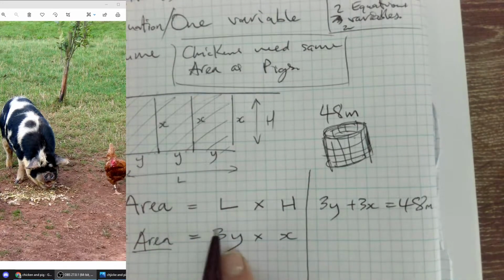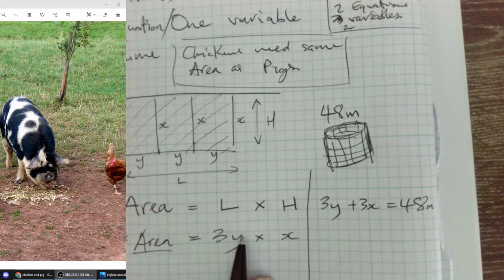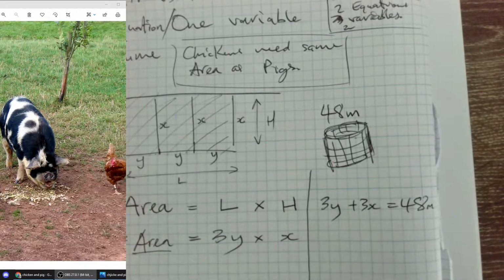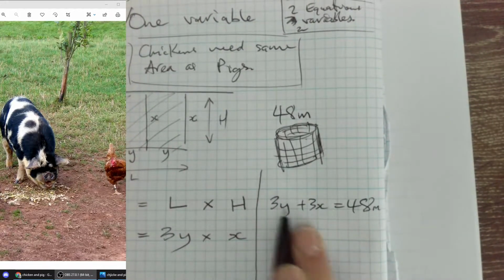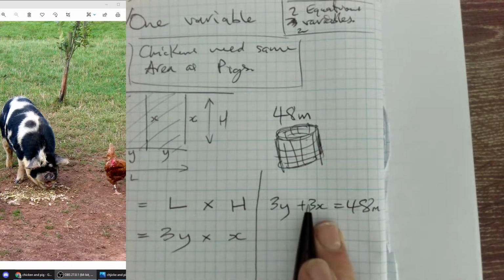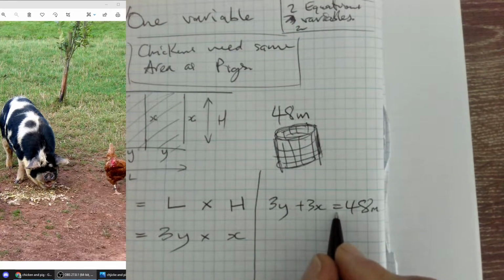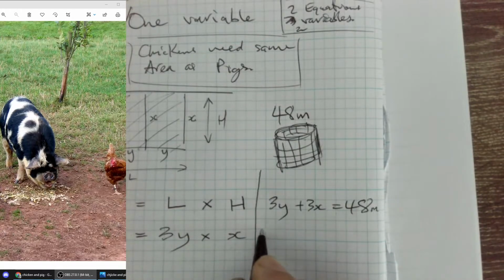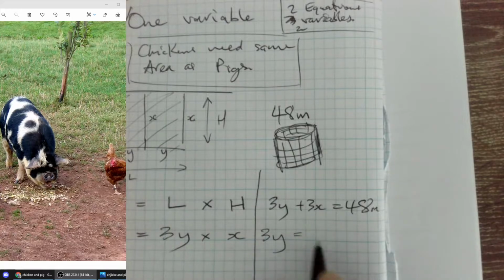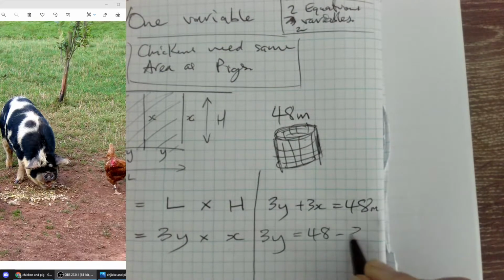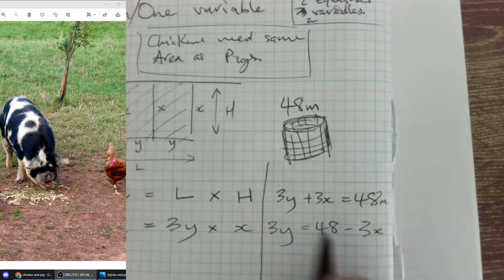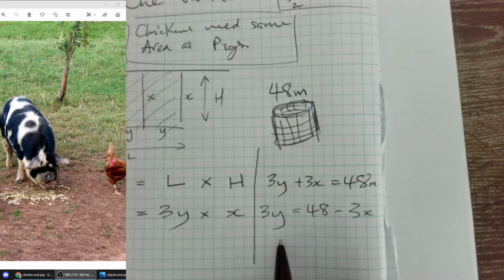So we're going to have to rearrange this to get rid of one of these variables. I'm going to get rid of y because x is what we usually deal with. So let's get rid of y. The best way to get rid of y is to make this equation all about y. So I'm going to move the equal sign over. I'm going to remove 3x from both sides. So it's going to be 3y equals 48 minus 3x. Right, I just minus 3x off both sides. Then I need to get rid of this 3, so y is by itself.